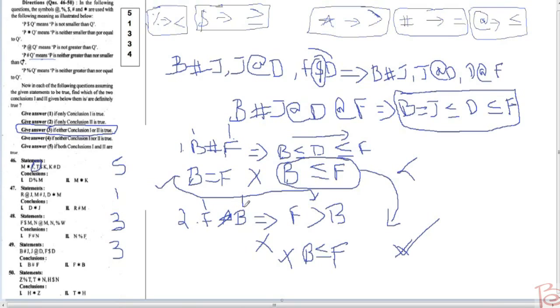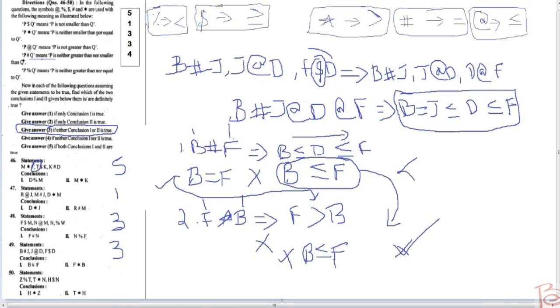If both the conclusions are between two similar letters, then 95% of the time the option will be number 3. Suppose you don't have time in the examination, you've got only 30 seconds and you cannot do all this stuff in 30 seconds, then you can put option number 3. 95% of the time it will be right. Okay, so you don't have to worry about it.